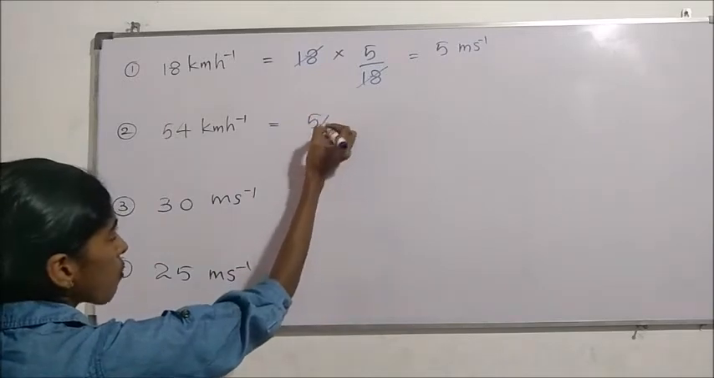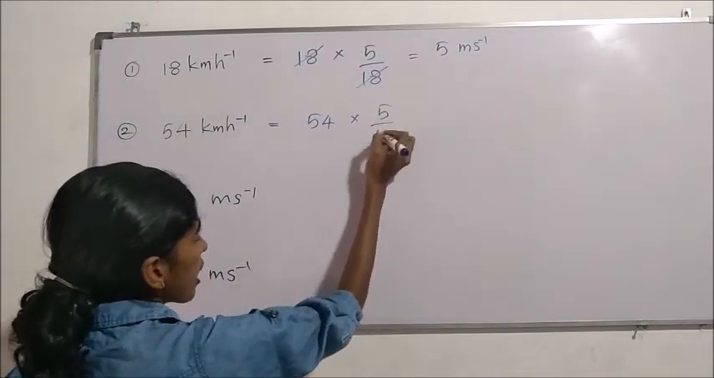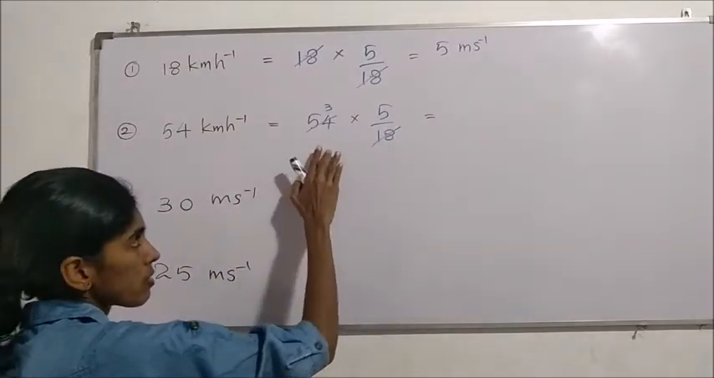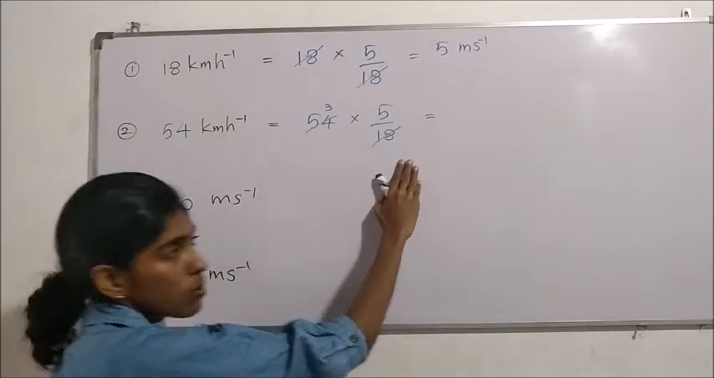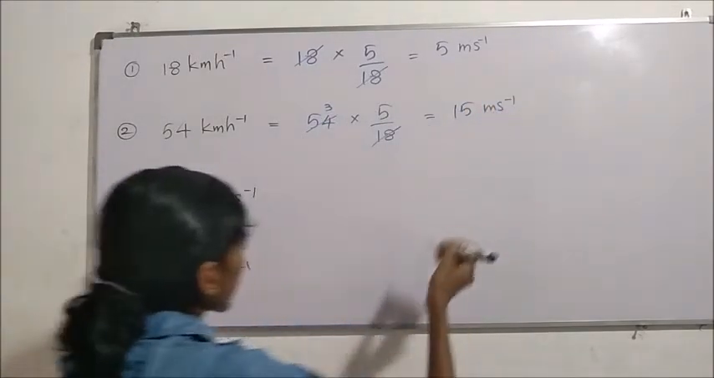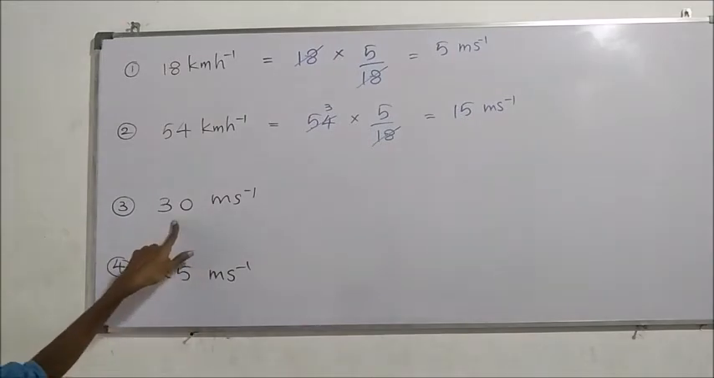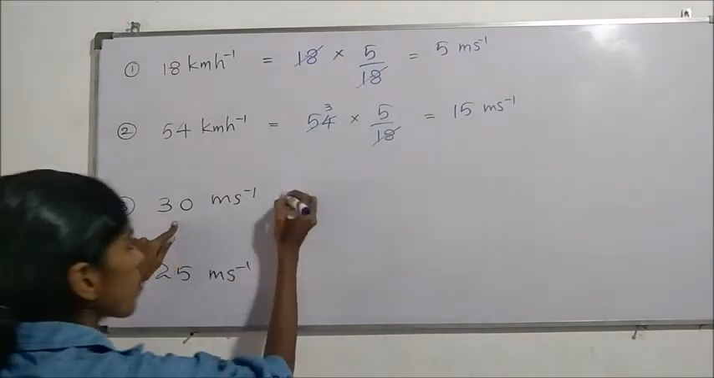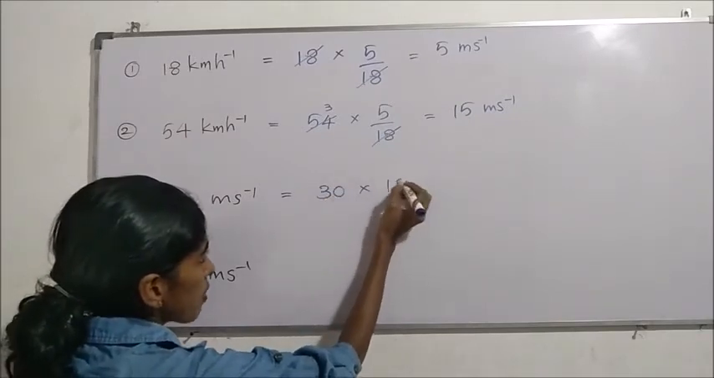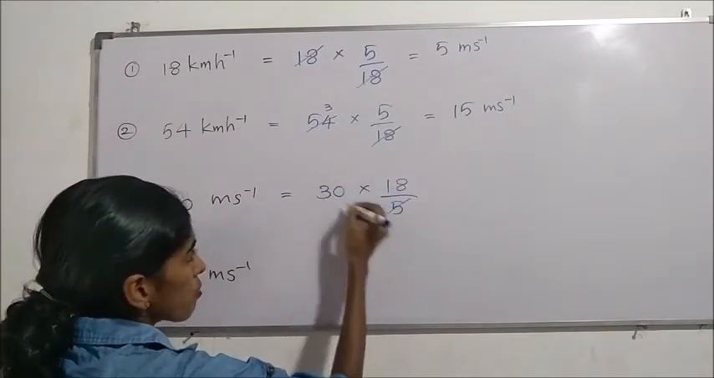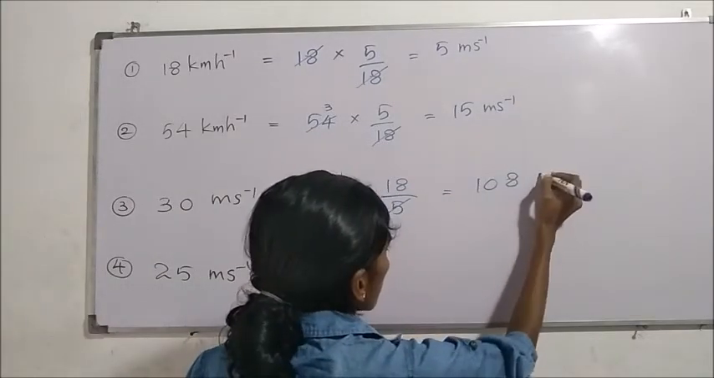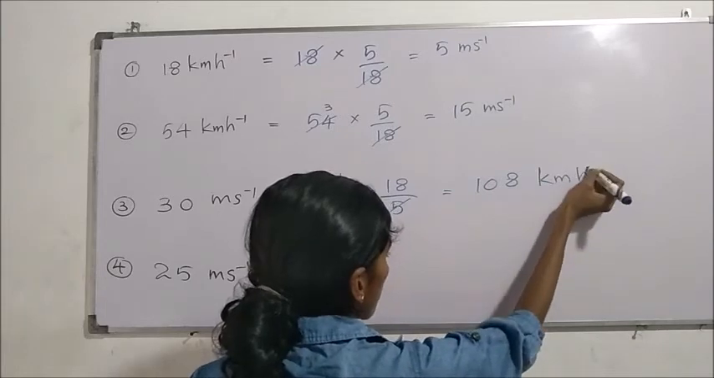Next, 54 multiply by 5, divide by 18. 18 times 3, you can divide 54 by 18 also to get the answer. Then 15 meters per second. Next, 30 meters per second. We know the upside down of this. So 30, that means reciprocal. Multiply by 18, divide by 5. 5 times 6, 108 kilometers per hour.